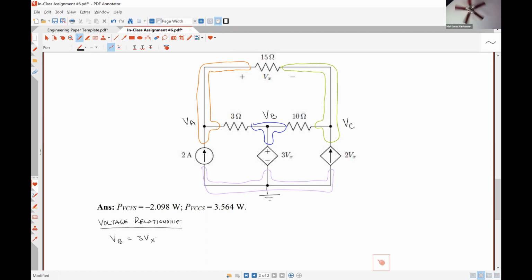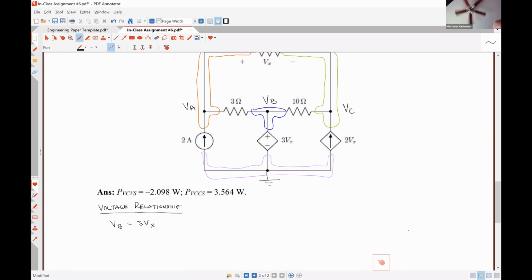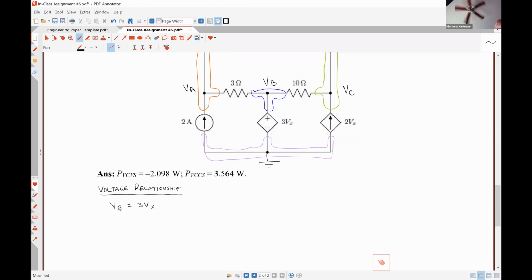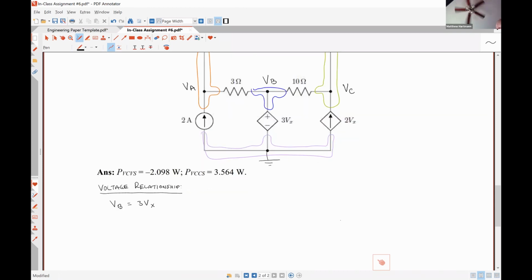Do we need to perform Kirchhoff's current law at our supernode? No, we don't. That's correct. We do not need to perform KCL because our supernode contains the reference node, and we never do KCL at the reference node. So that is our only relationship that we are going to need for node B. All right. So then we go into our KCL relationships for our non-reference nodes.